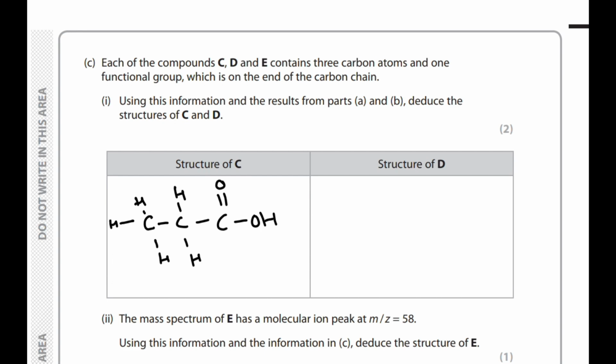Now draw the structure of D. D also contains an OH group, but it gives a negative test with carbonates. It means it is not an acid, it just contains a hydroxyl group. So what will be the structure of D? Basically, it also contains 3 carbons. It contains an OH group, but it is not an acid, so it's an alcohol.